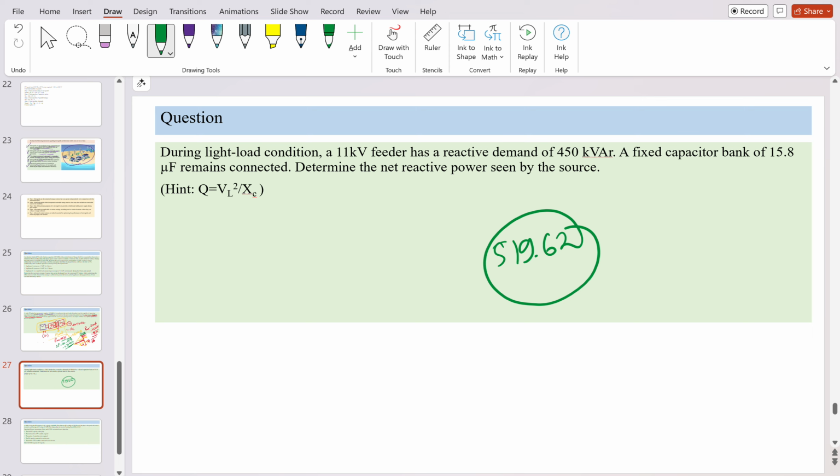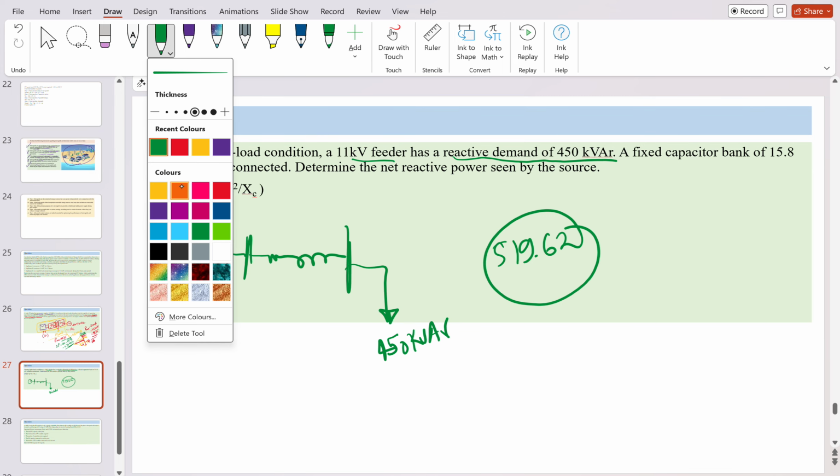Okay, let me give the solution for this. This is an easy problem. You just have to understand a few things. It is said that it is an 11 kV feeder having a reactive demand of 450 kVAr. So it's like this: you have a generating source, you have a certain feeder, and there is a load. Here it says 450 kVAr of reactive power is required.